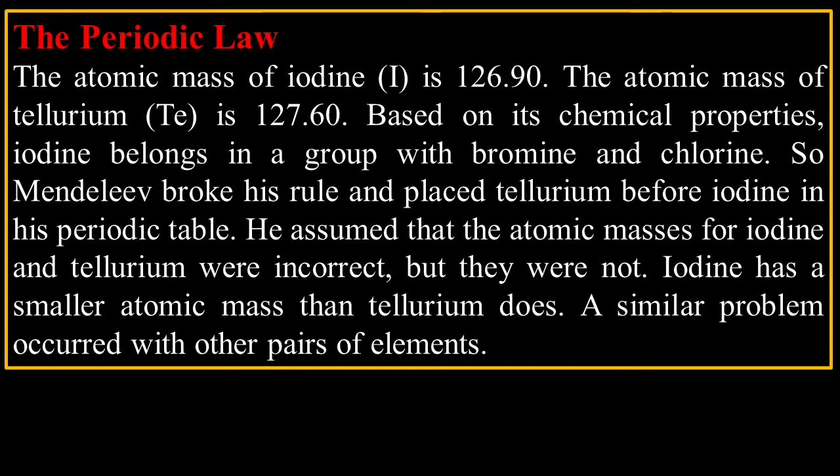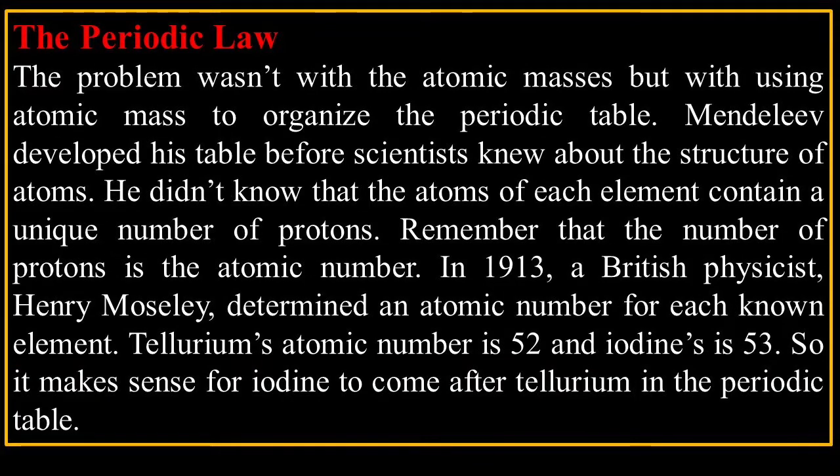A similar problem occurred with other pairs of elements. It's amazing that his placement actually worked relative to our understanding of protons. The problem wasn't with the atomic masses, but with using atomic mass to organize the periodic table. Mendeleev developed his table before scientists knew about the structure of atoms. He didn't know that the atoms of each element contain unique numbers of protons. Remember that the number of protons is the atomic number.